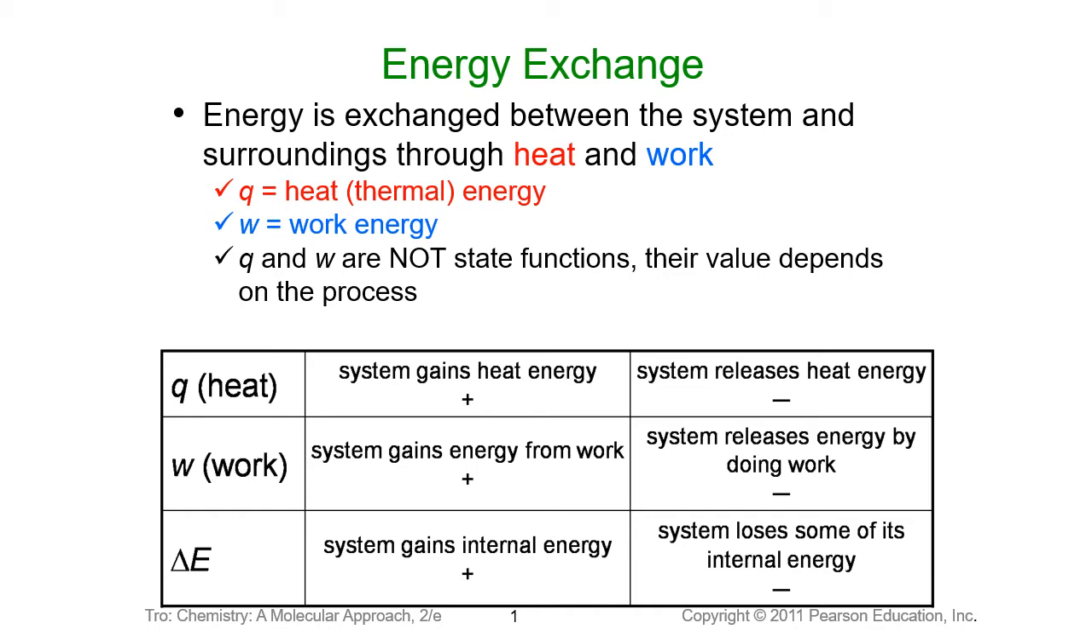If the system is gaining heat energy, it is a positive value for Q. If the system is giving off heat energy, it is a negative value for Q. Same with work. If we're gaining energy from work, it's positive. If we're releasing energy by doing work, it's negative. If our overall system gains internal energy, it's positive, and if it loses energy, it's negative. These signs are very important to carry out our calculations so that we are getting the proper quantity.